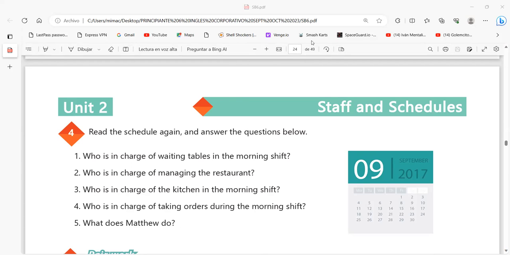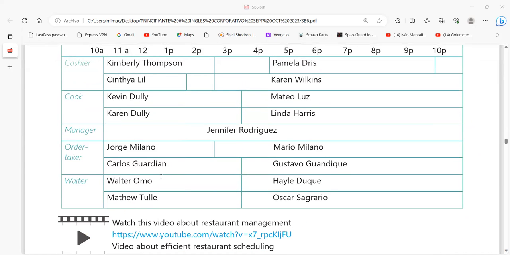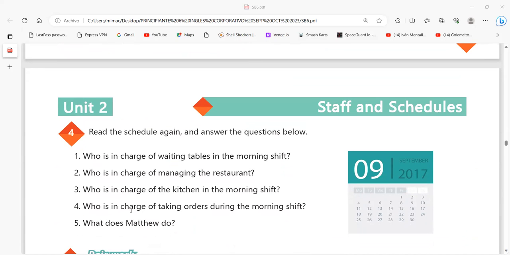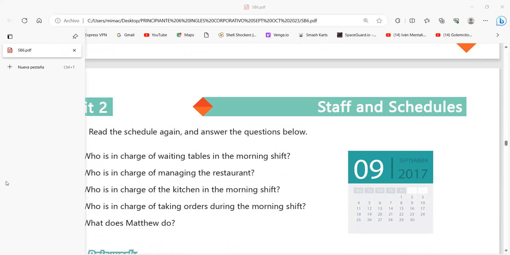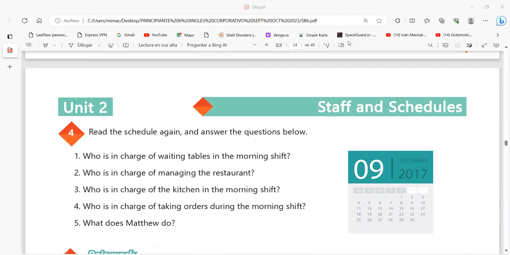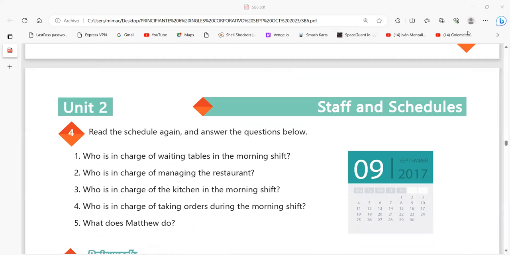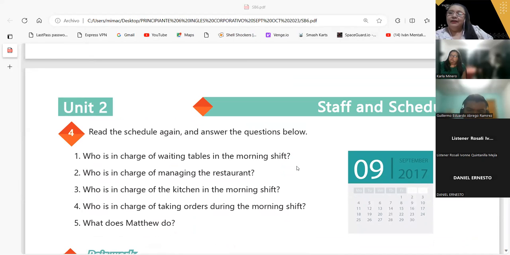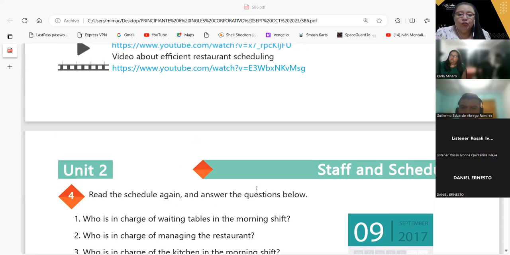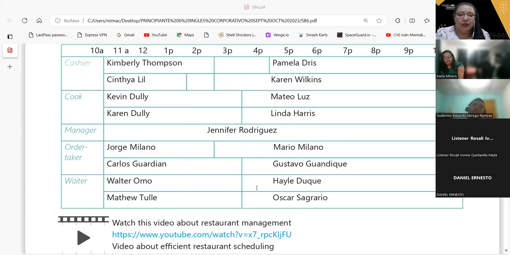But my question is, do you feel more comfortable analyzing this schedule and answering these questions here in the main session room or in the breakout rooms? Would you like to work here individually or in the breakout rooms? Okay, individually, go for it. I'm going to keep you here.